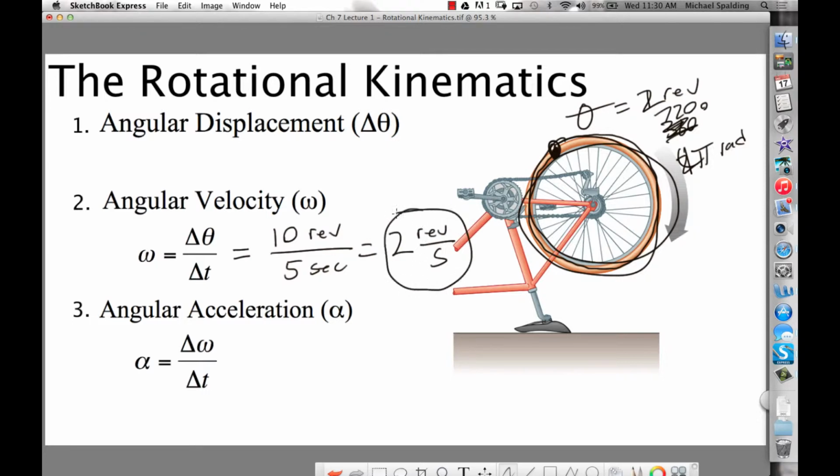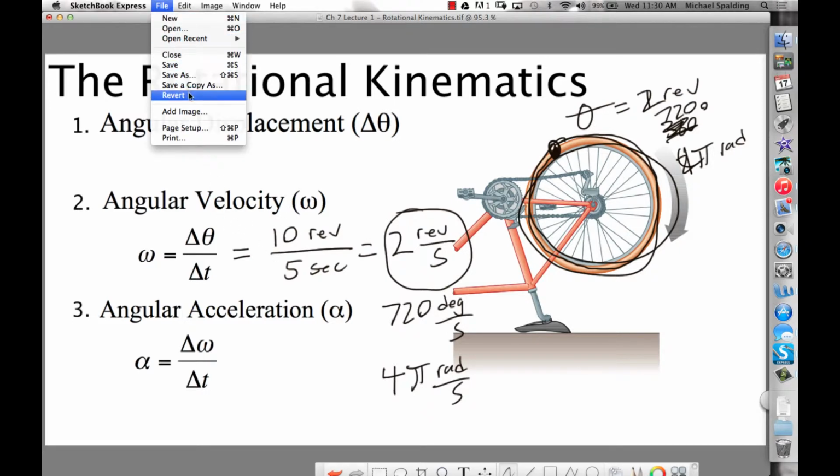So how else could you express an angular velocity? Instead of 2 revolutions per second, you could say 720 degrees per second. Or what else could you say? 4 pi radians per second. You guys with me? Not too hard. You take the angular displacement, divide by the time, that gives angular velocity.